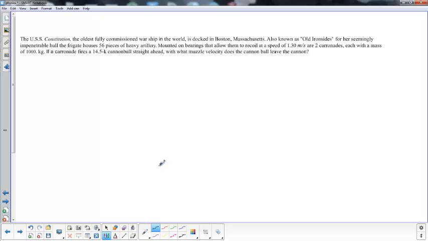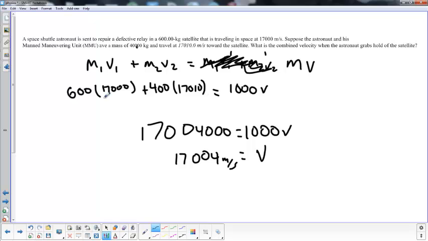So that's always interesting, I thought. Just to go back to it, remember the satellite was going 17,000, the astronaut was going 17,010. The astronaut slows down, the satellite speeds up. And that's what you end up with.